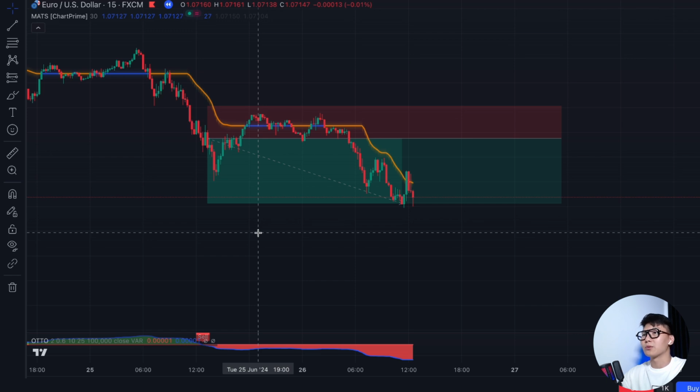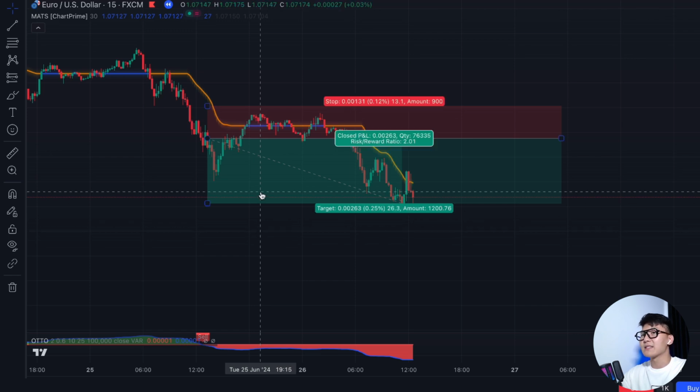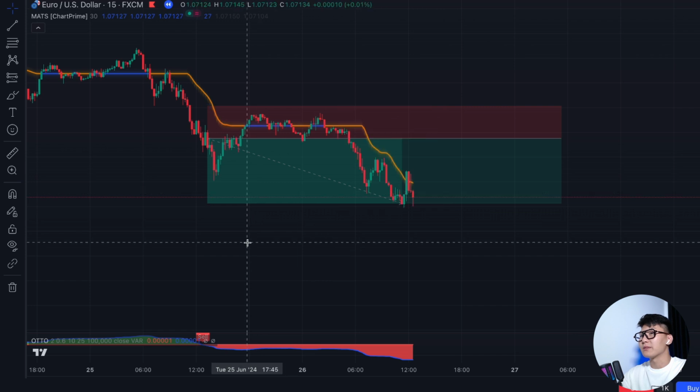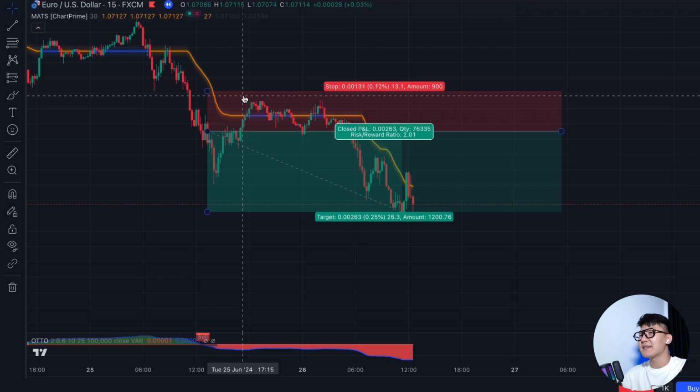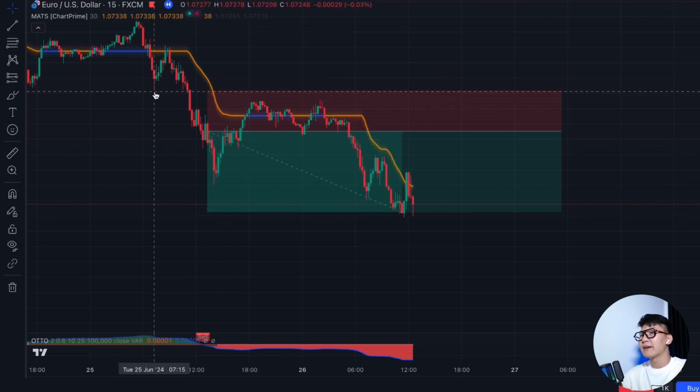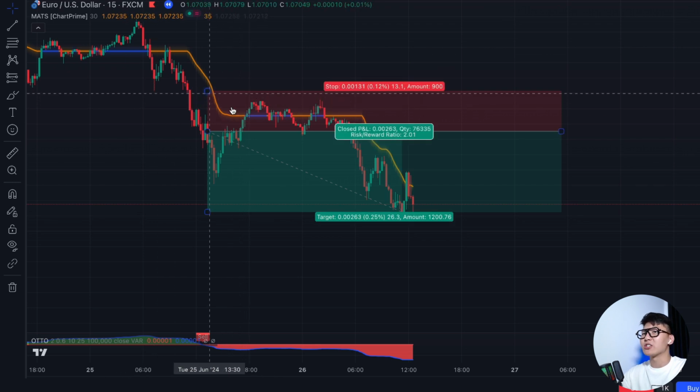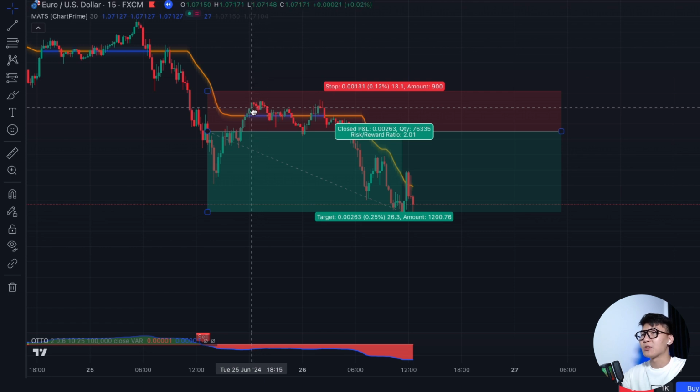earning $200. Just to clarify, I set the stop loss at the previous structural point. If you had placed the stop loss just above the moving average, as some might, I would have lost the trade. Keep this in mind and always place your stop loss at structural points. So let's continue analyzing and find another good entry point.